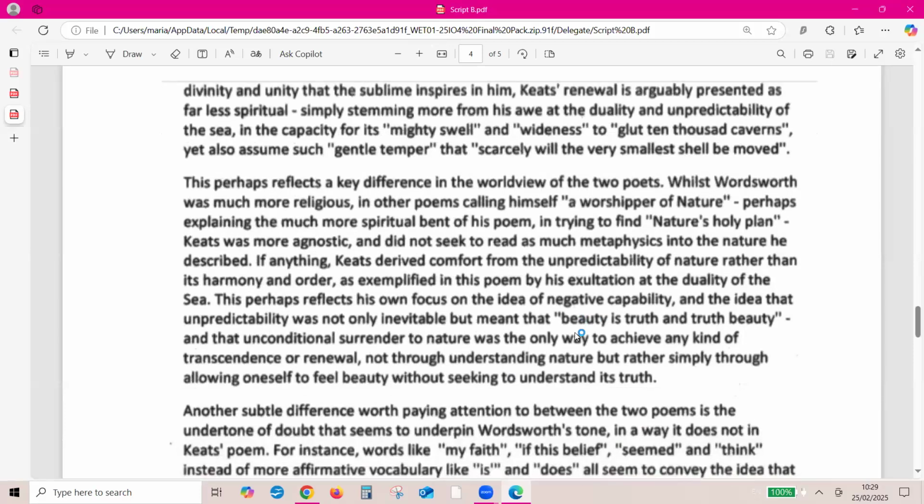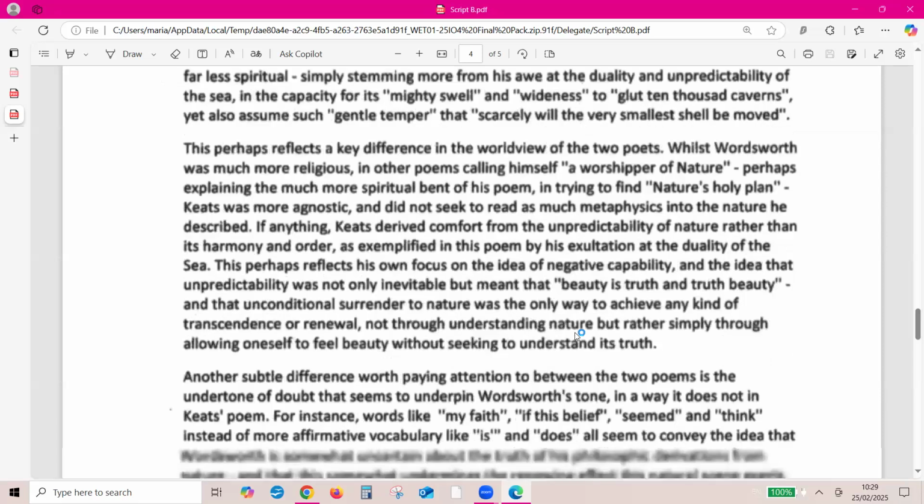While Wordsworth was much more religious, in other poems calling himself a worshipper of nature, perhaps explaining the more spiritual bent of his poem, and trying to find nature's holy plan, Keats was more agnostic and did not seek to read as much metaphysics into the nature he described. If anything, Keats derived comfort from the unpredictability of nature rather than harmony and order, as exemplified in the poem by the exaltation of the duality of the sea.